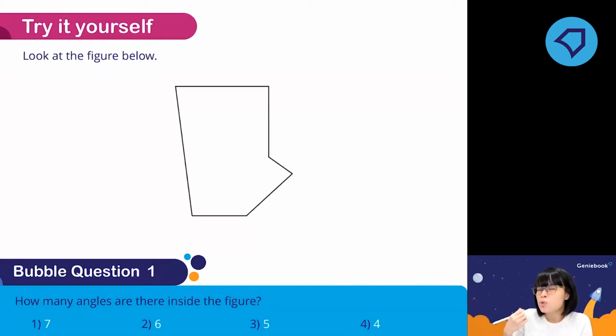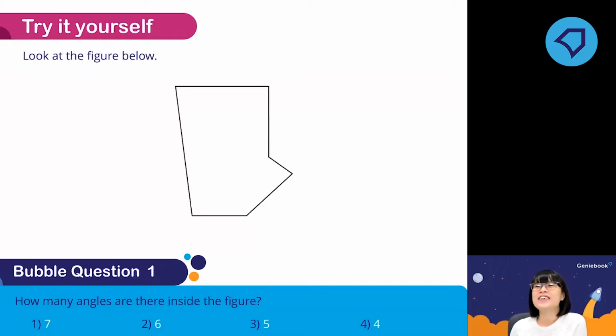So now I just need you to identify how many angles are there in this figure. It's okay. Do you know where you went wrong, or are you still not very sure? I'm going to go through in a bit. Yes, this is a 5 bubble question because it's relatively easy.